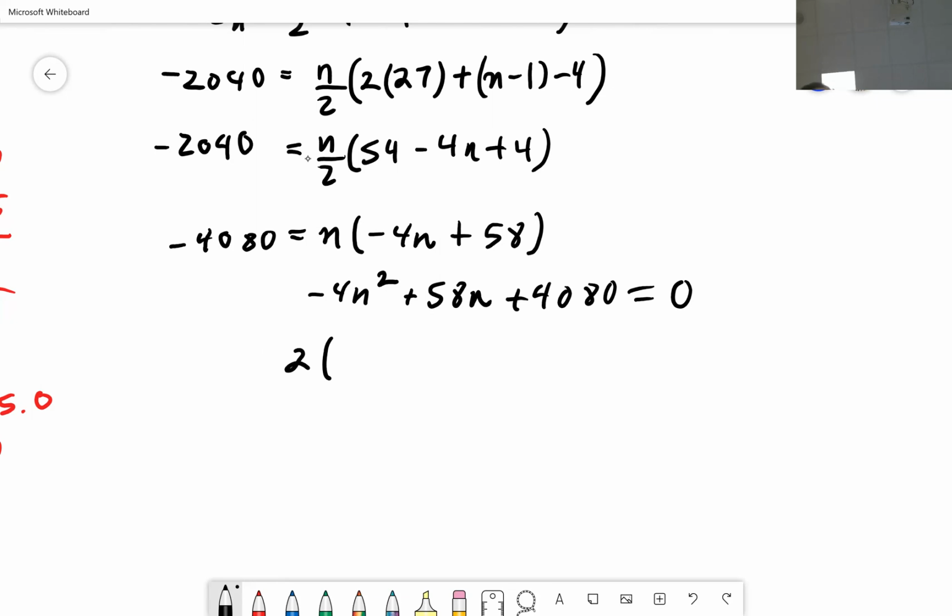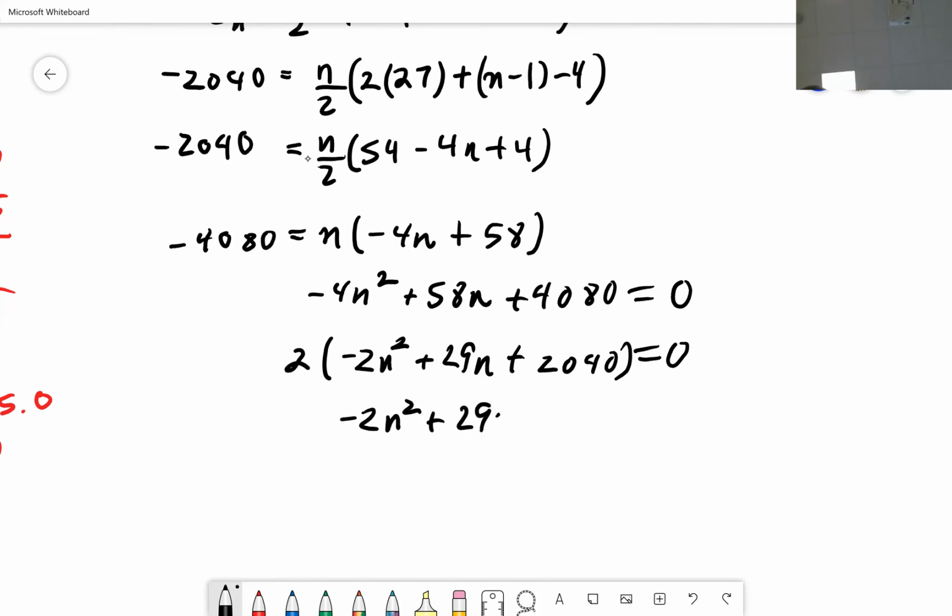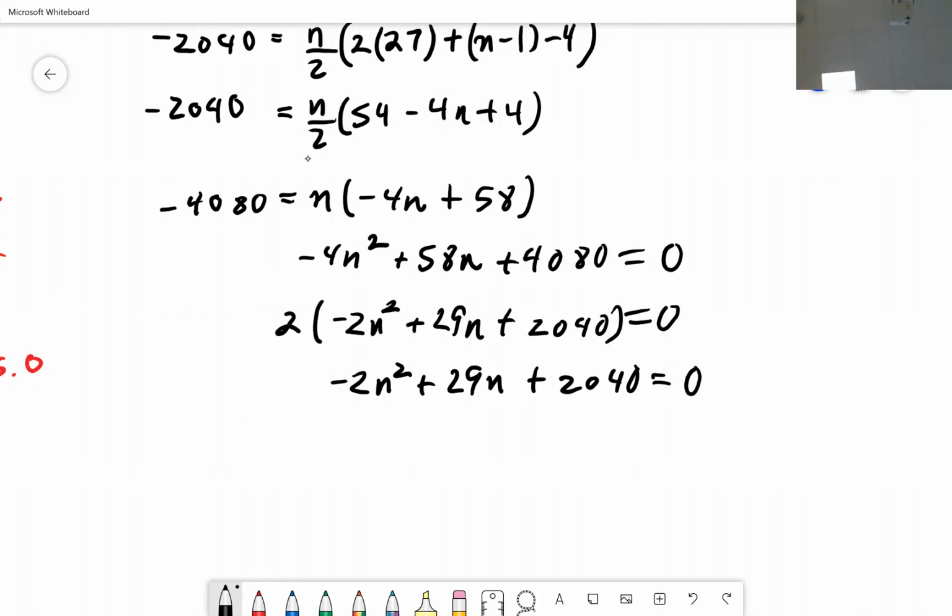So we got 2, negative 9, negative 2n squared plus, well, that's 27. No, there's 29n plus 2040. All right. And then now I get to divide both sides by 2. I could just write here negative 2n squared plus 29n, which is just horrible numbers. I can work with this too. I could have worked with this one as well. It doesn't matter.